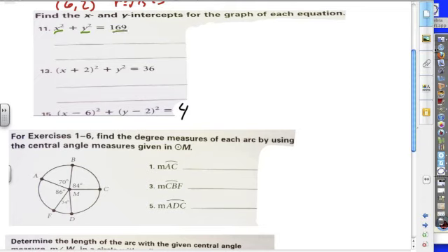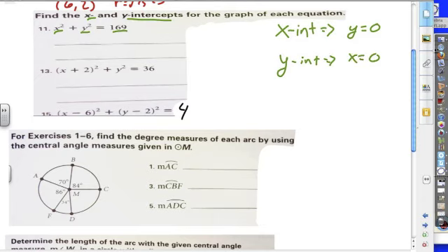Now, x, y intercepts. What do we know? X-intercept is where the graph crosses the x-axis. Well, that means the y has to be 0 at the x-intercept. At the y-intercept, that's where I want to cross the y-axis. So that means the x has to equal 0. That's how I do these problems.